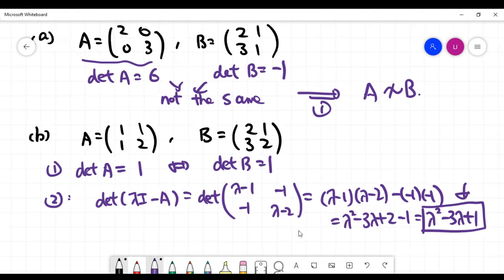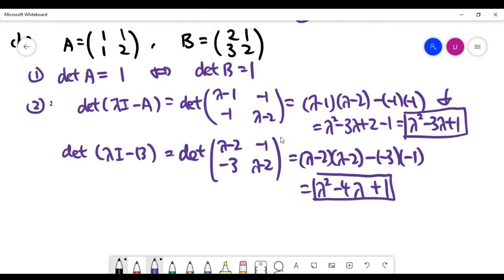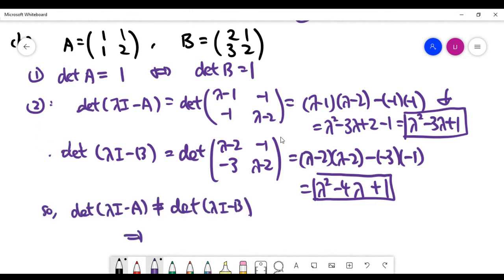And let's look at the second characteristic polynomial. The second polynomial is lambda squared minus 4 lambda plus 1. It means they are not the same, right? So it automatically implies that by our property 2, the matrix A is not similar to the matrix B. We'll go deeper than that in the future.